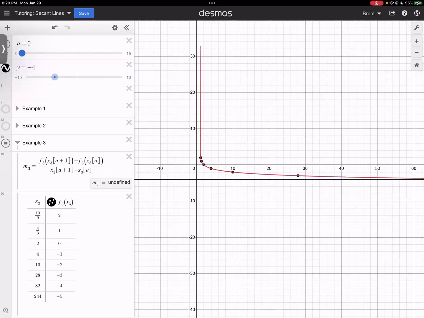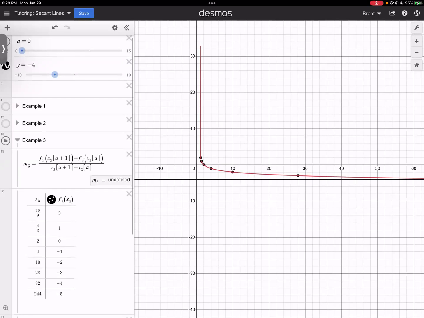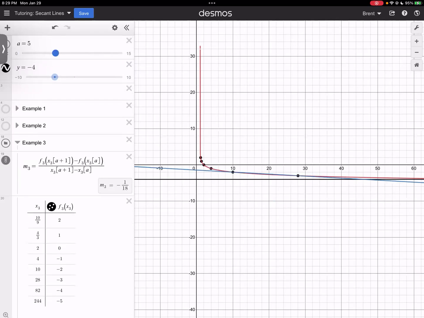Let me get my secant line back here. So anyways, as we go further and further to the right, the slope would approach 0. It is concave up because it's getting larger and larger, but it would get closer and closer to a 0 slope as we move further and further to the right. So there you have it. That was example 3. Now let me take these off for the next example here.